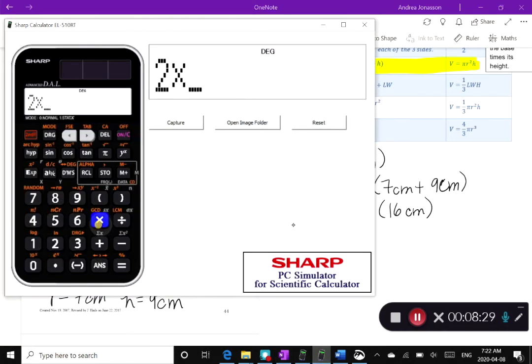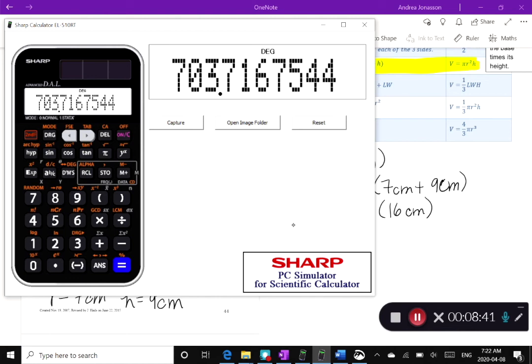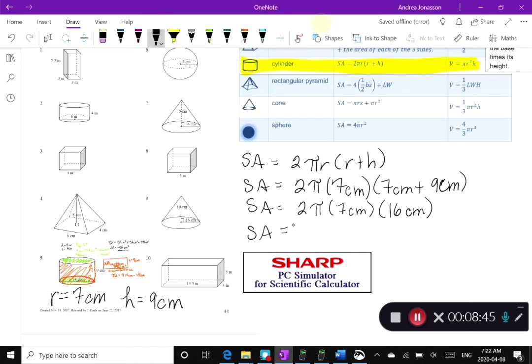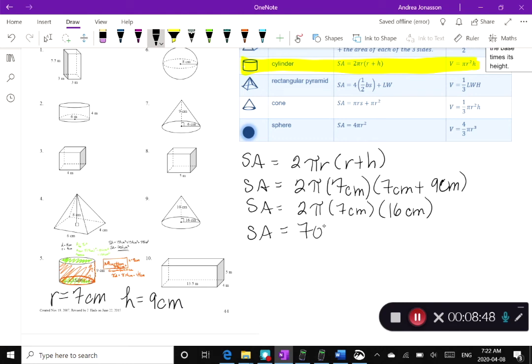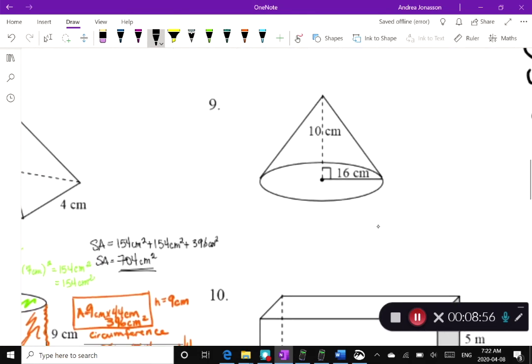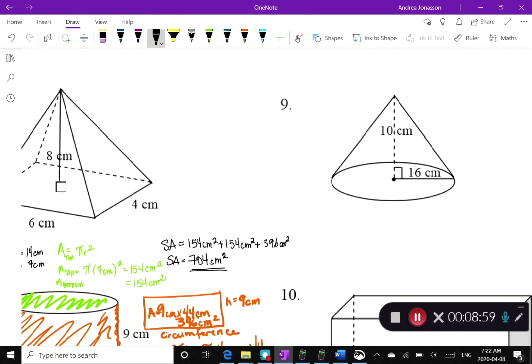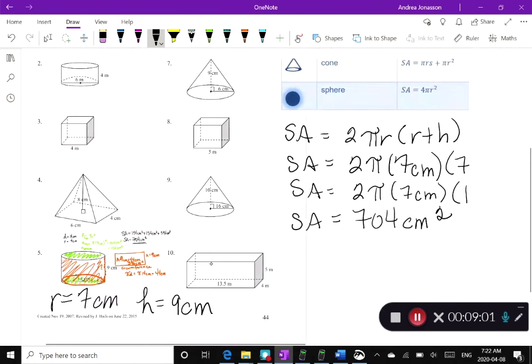Surface area is going to be 2 times pi times 7 times 16, which is 703.7, which rounds to 704. And that's going to be square centimeters because centimeters times centimeters. And if I check the answer that we got before, just using our common sense, I can see it's the same, 704 square centimeters.